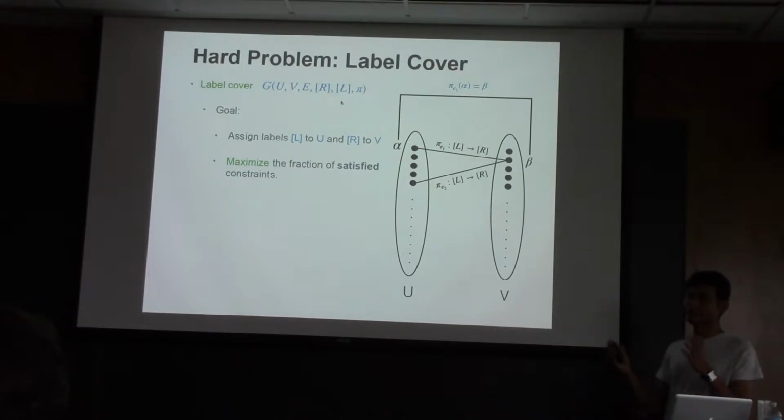Think of R as say 1 million and L as say 1000 or something. Each edge is labeled by a projection from L to R. It's just a function from L to R, but more precisely it's a projection.